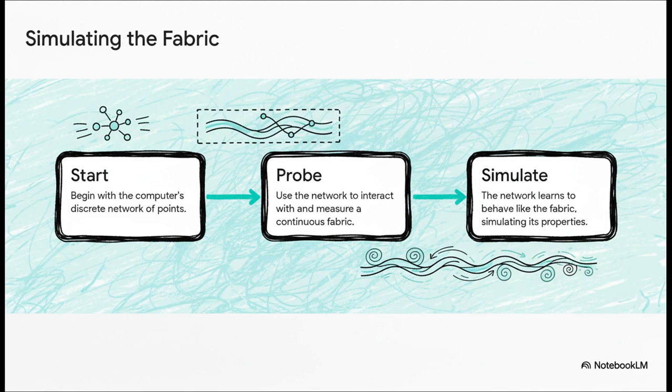Well, first you start with what the computer knows, its grid of discrete points. Then you use that grid to probe the fabric. You poke it, you measure its tension, you see how it stretches and bounces back. And through all this interaction, this network of points starts to learn. It starts to behave like the fabric, and it gets so good that it ends up creating this incredibly accurate simulation of that continuous reality, all inside its own discrete system.